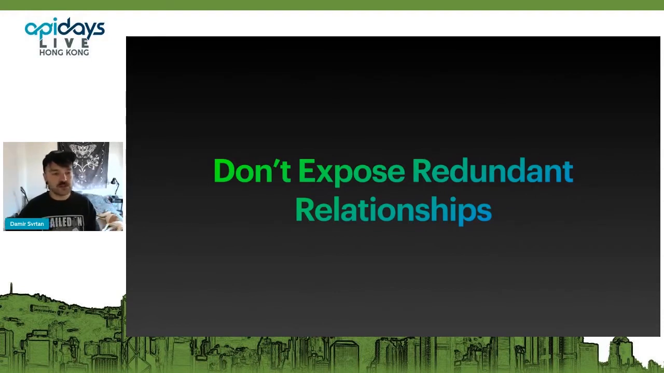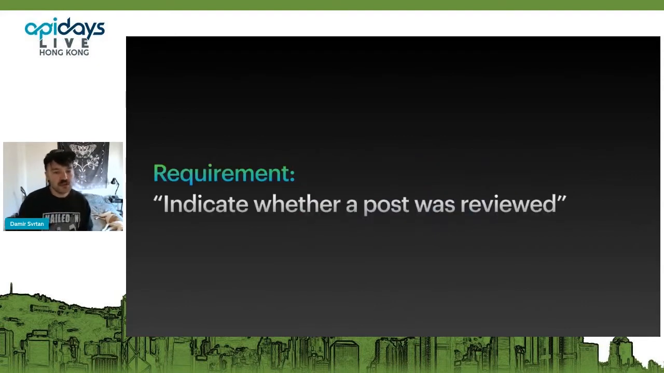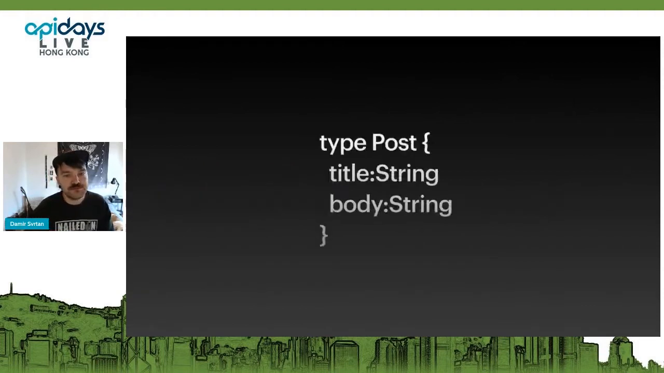Okay, so that was about not exposing redundant fields. Let's talk about not exposing redundant relationships, which is relatively similar. So let's imagine we have a requirement that says we need to indicate whether a post was reviewed. Let's imagine our blogging platform is building this feature where we have some kind of group of reviewers, maybe academic reviewers, that are going to mark certain posts as reviewed. And we're going to maybe show a little green check mark next to the blog post title that just says that this has been reviewed.